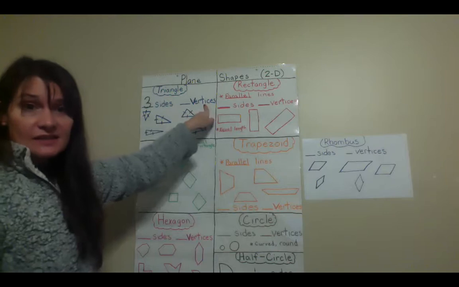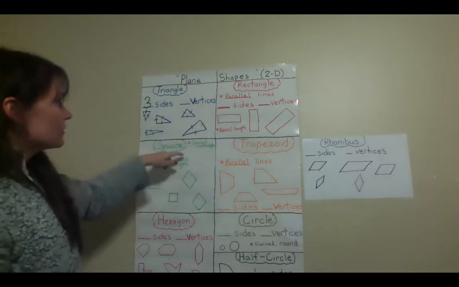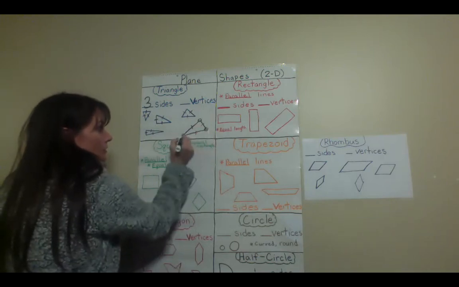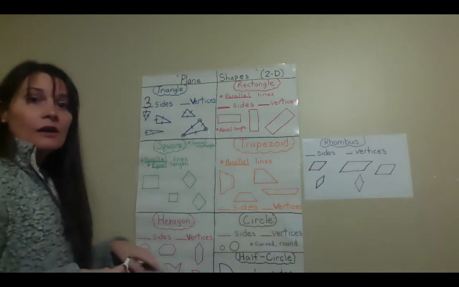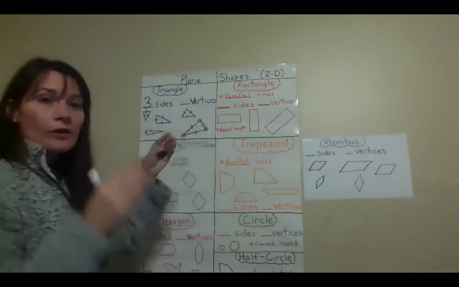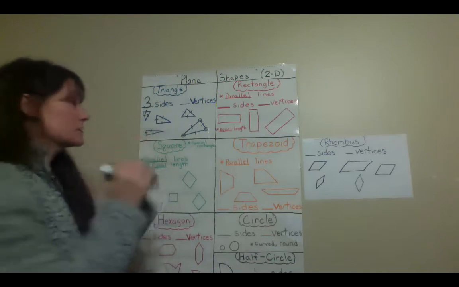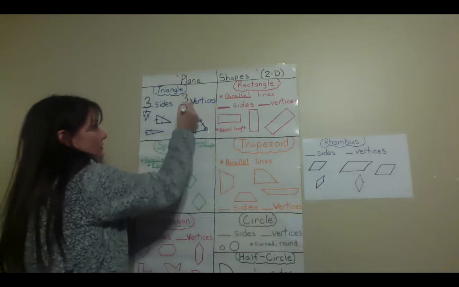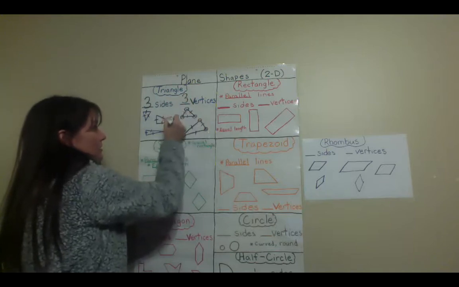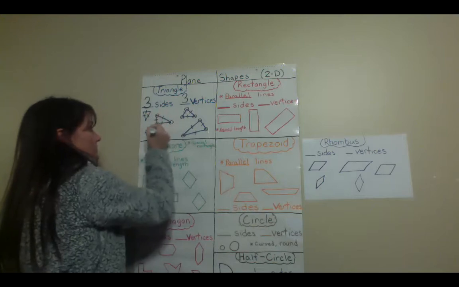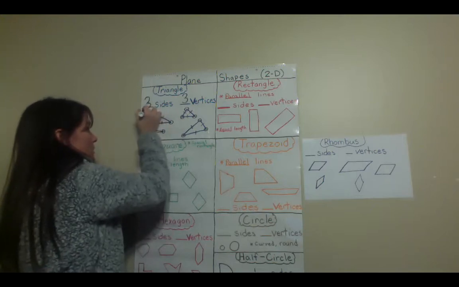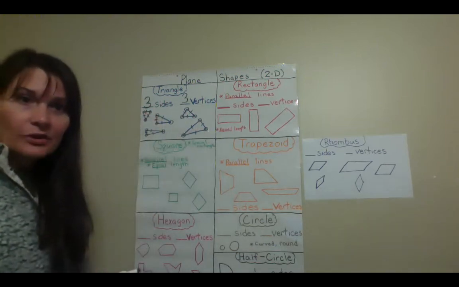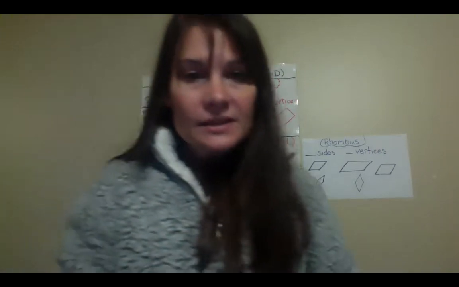How many vertices does it have? Let's count together. 1, 2, 3. A vertice or a corner are where the 2 lines meet and connect. So I can see that a triangle has 3 vertices because all of those lines have to connect. So those triangles have 3 vertices that connect. Great job, guys. Let's look at our next shape.